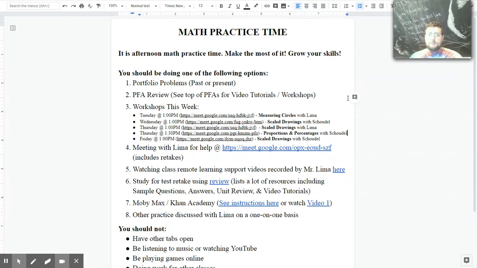On Wednesday, Mr. Shaldell is doing scale drawings at 1 p.m. On Thursday at 1 p.m., I am doing scale drawings. And at 1:30, Mr. Shaldell is doing proportions and percentages. And on Friday, Mr. Shaldell repeats his scale drawings workshop one more time at 1 p.m. So these are great resources for you guys to take advantage of if you're trying to struggle to pass some of these PFAs in math.